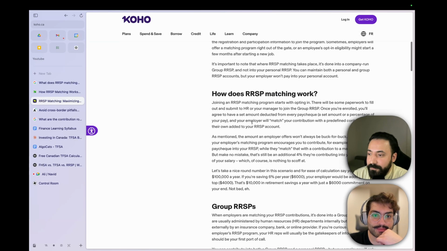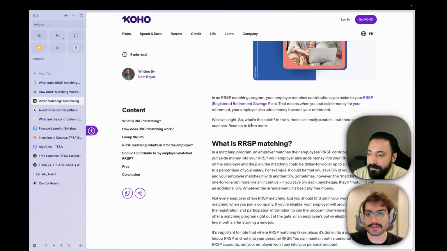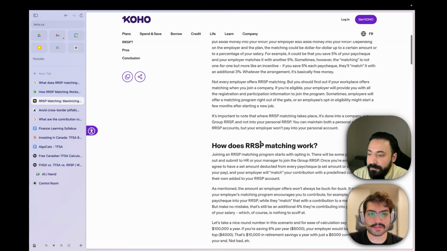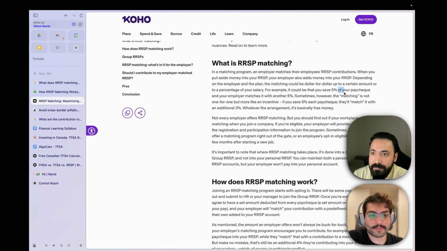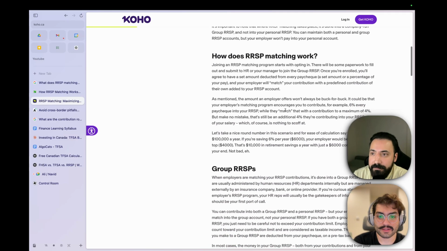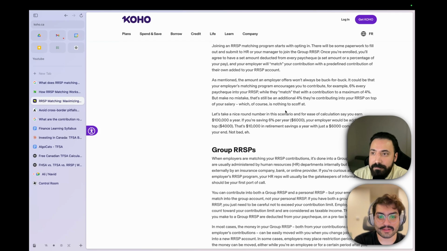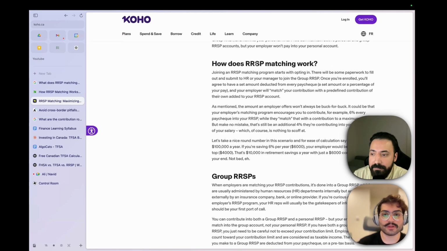So there are group RSPs, and there was an example here somewhere. Let's say, for example, you save 5% of your paycheck. Your employer matches another 5%, and it would be 10%, basically. So it's additional. Once you're enrolled, you agree to have a set amount deducted from every paycheck, and your employer will match your contribution with a predefined contribution of their own.